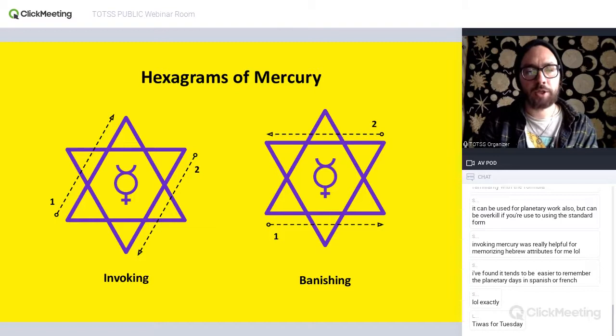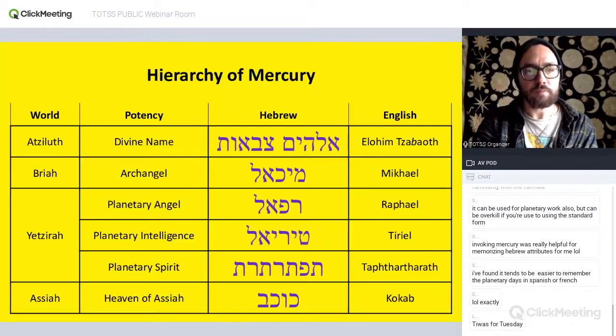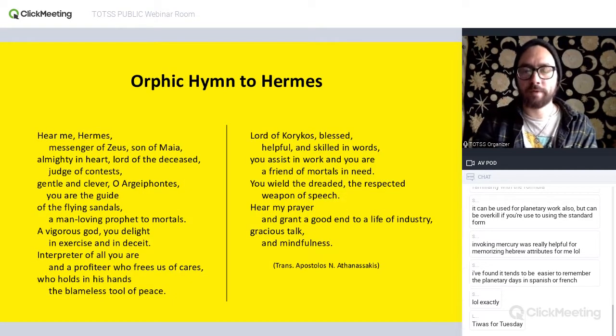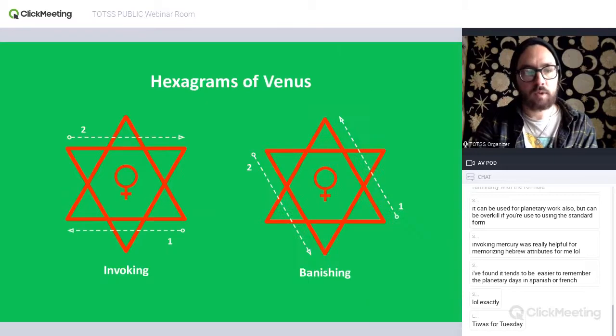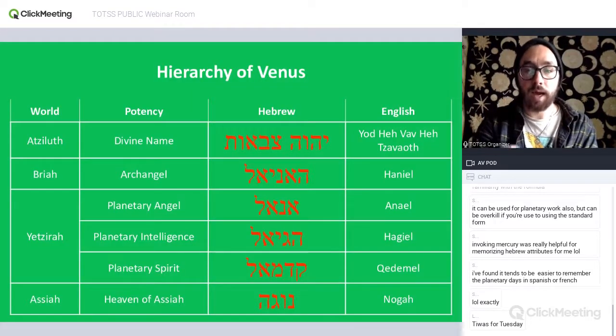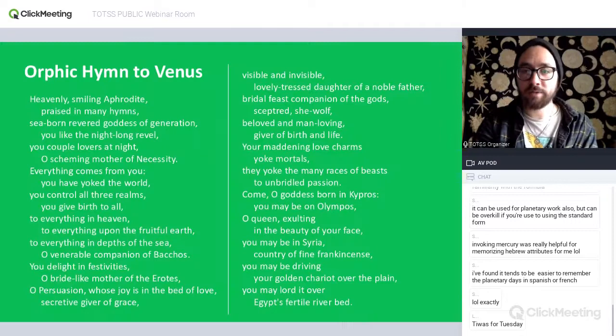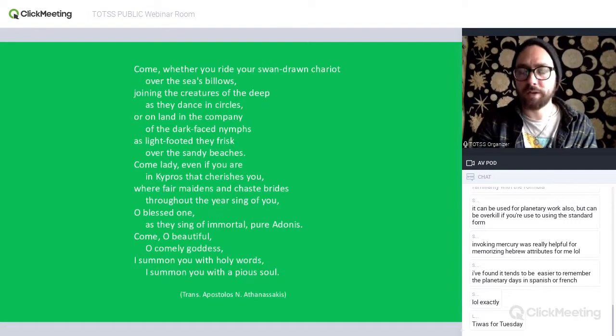All right, and then there are your hexagrams of Mercury for invoking and banishing. Again, you're just starting at the point associated with Mercury and then going either clockwise or counterclockwise, and then drawing the glyph of Mercury in the center. Here's the hierarchy of Mercury, exactly the same sequence of descending powers. And then here we have the Orphic hymn to Hermes. All right, then for Venus and Venusian incenses there. Then the hexagrams of Venus, the hierarchy of Venus, the Orphic hymn to Venus, or Aphrodite.